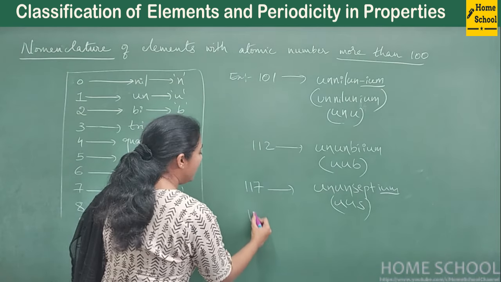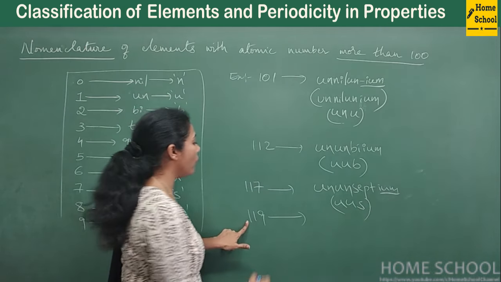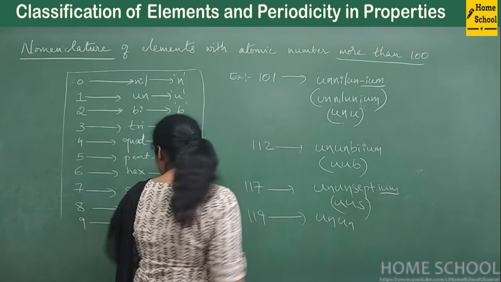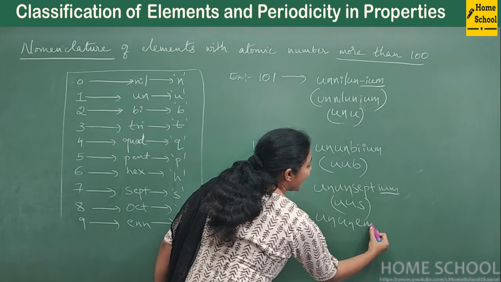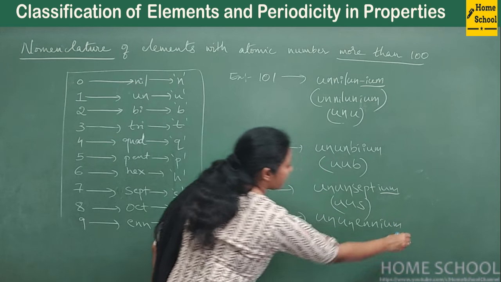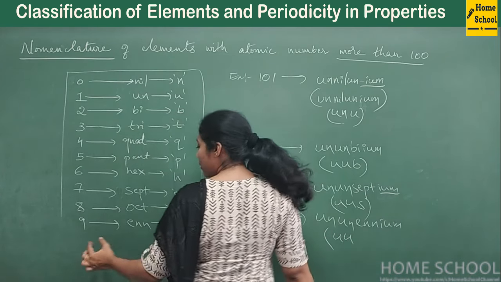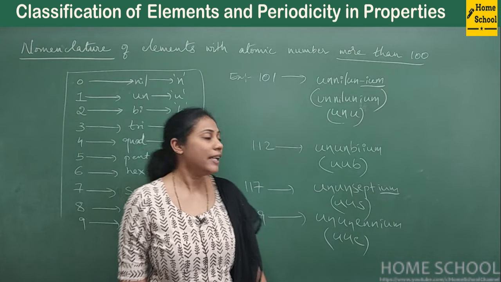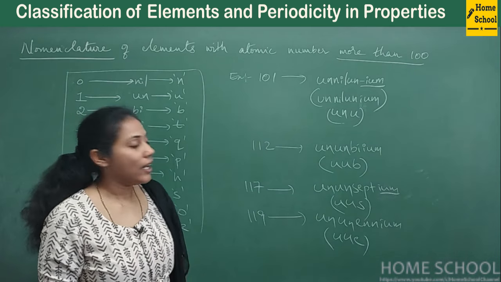Okay, for example, 119 is there. So for 119, how do you write? 1, un. Again 1, un. 9. For 9, what will you use? E-N-N, right? So E-N-N, ending I-U-M. And what is its symbol? U, U, and for 9, the symbol is E. U, U, E. Okay, so this is how you can name the elements above 100.